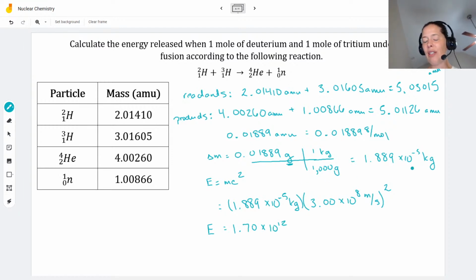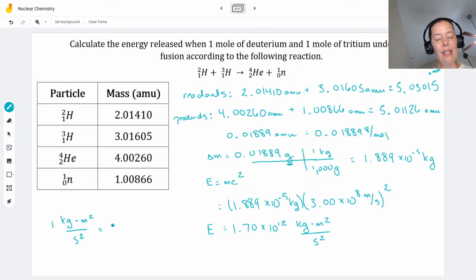Now, remember I had to change this into kilograms, and I'll tell you why. My units here are kilograms times meters squared over seconds squared. And the key thing about that is 1 kilogram times meters squared over seconds squared is equal to 1 joule, which you're probably more familiar with as a unit of energy. So the energy released here is 1.70 times 10 to the 12th joules. That's a tremendous amount of energy. Again, this is just for 1 mole.